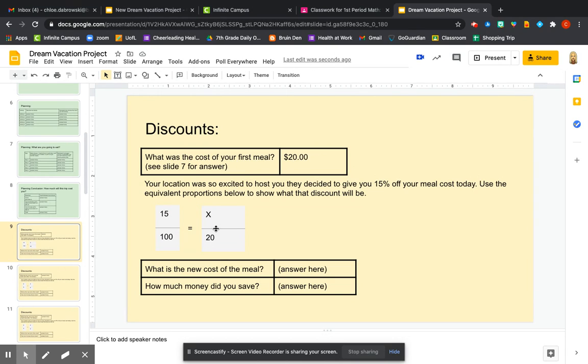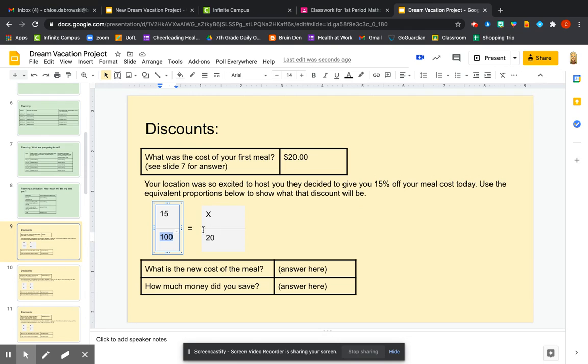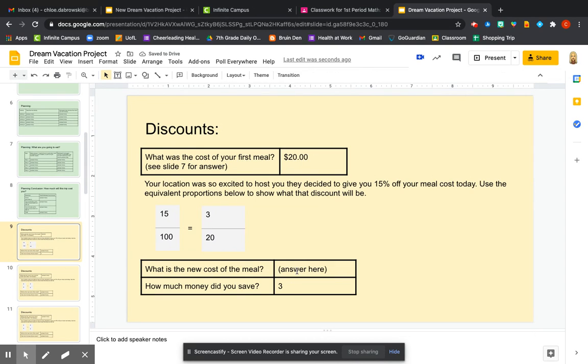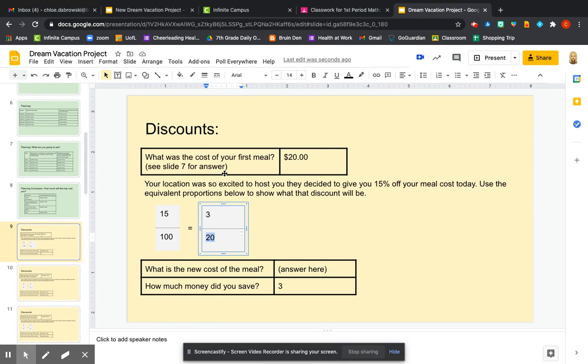So I'm going to start with multiplying. 15 times 20 is 300. Then we cross multiply and divide by our third value. So 300 divided by 100 just gives me a value of 3. That is how much money I am going to save. So I am saving $3. That's my X value. That's going to go down here. And the cost of my new meal is we take our cost. Since it's a discount, we subtract whatever money we're saving. So 20 minus 3 is $17, the cost of my new meal.